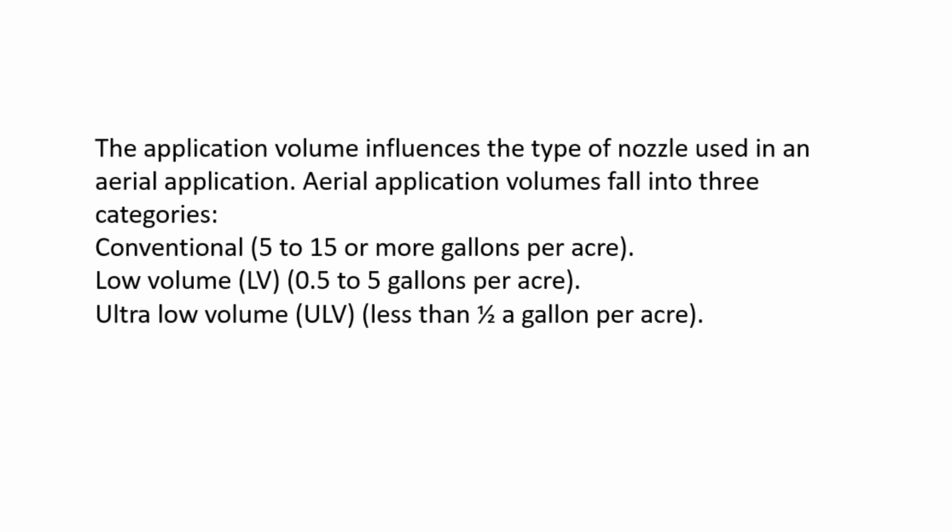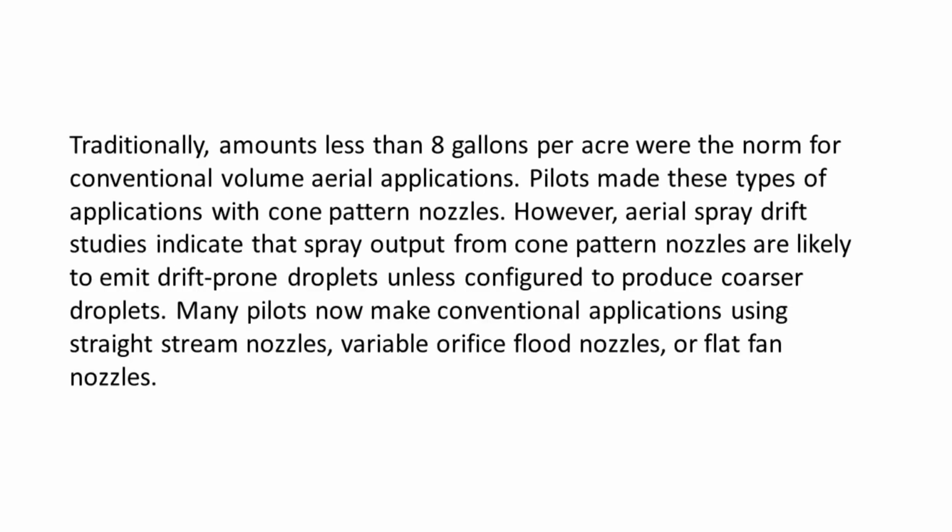Aerial application volumes fall into three categories: conventional, 5 to 15 or more gallons per acre; low volume, or LV, 0.5 to 5 gallons per acre; ultra low volume, ULV, less than half a gallon per acre. Traditionally, amounts less than 8 gallons per acre were the norm for conventional volume aerial applications. Pilots made these types of applications with cone pattern nozzles.